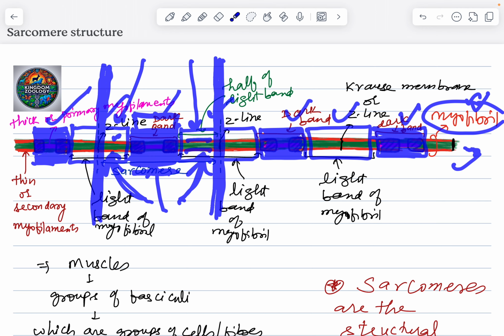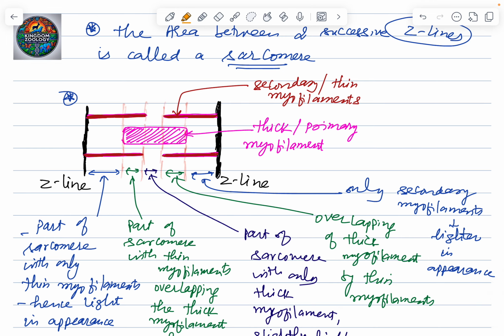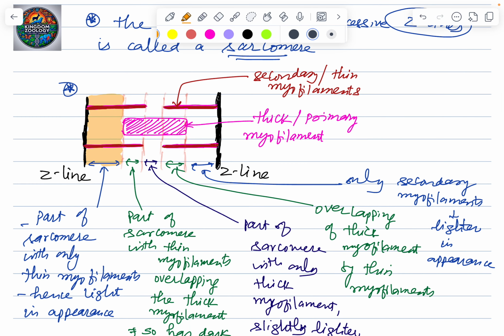Got it? So let me take you over here now. In the structure of the sarcomere, this portion is basically your half of the light band. Why is it light? Because there are only thin myofibrils. This again is light because there are only thin myofibrils, but I've told you that this is actually only half of the light band.